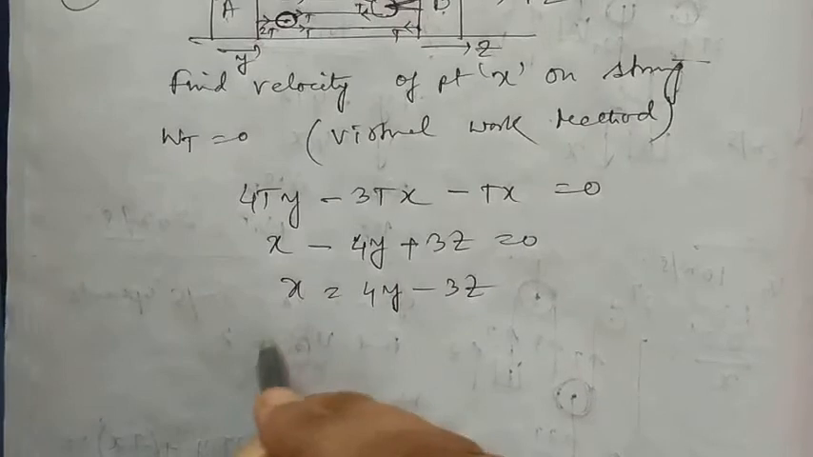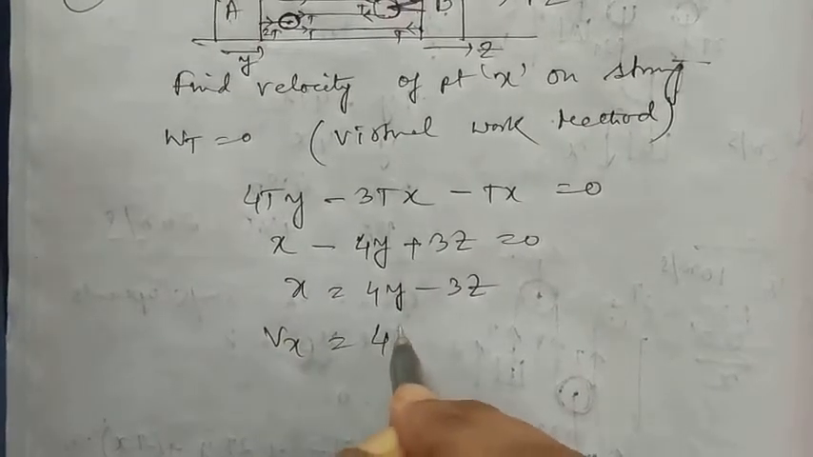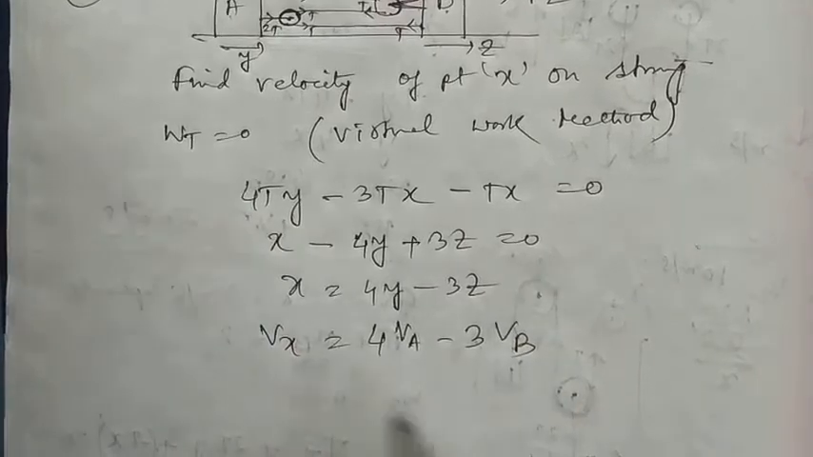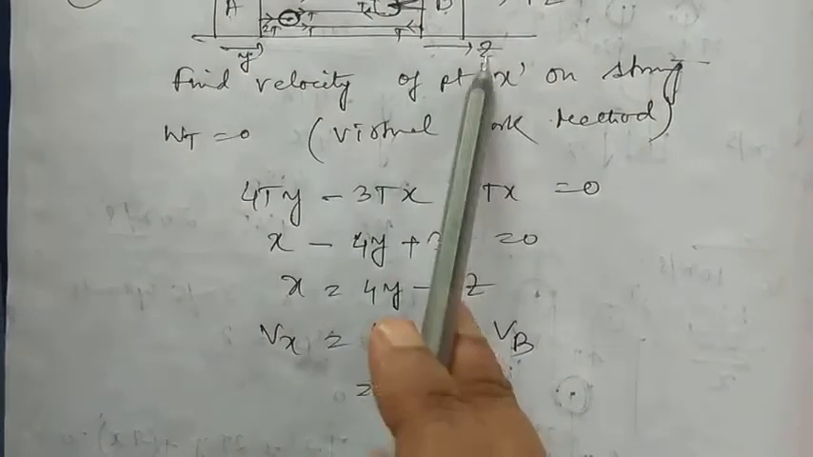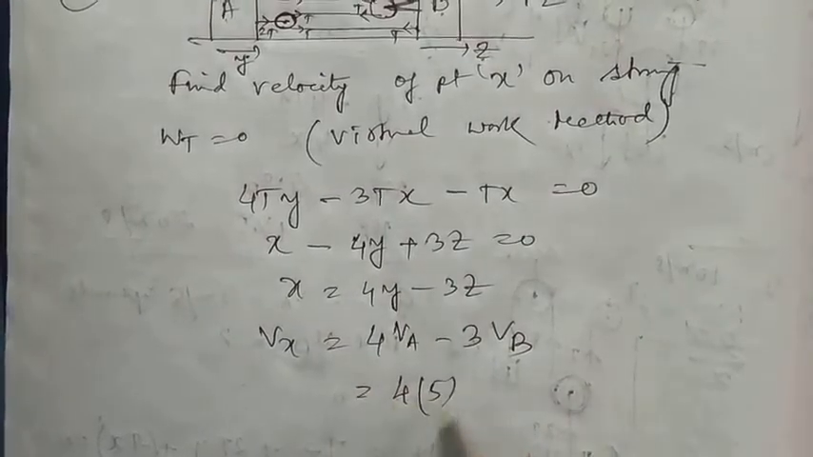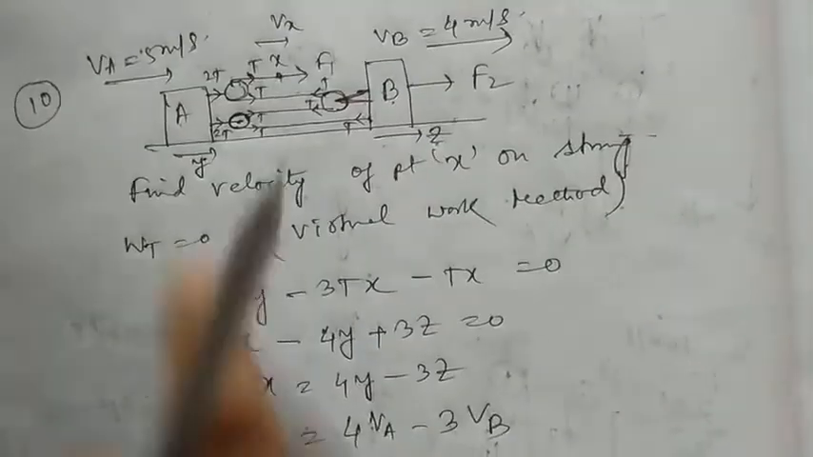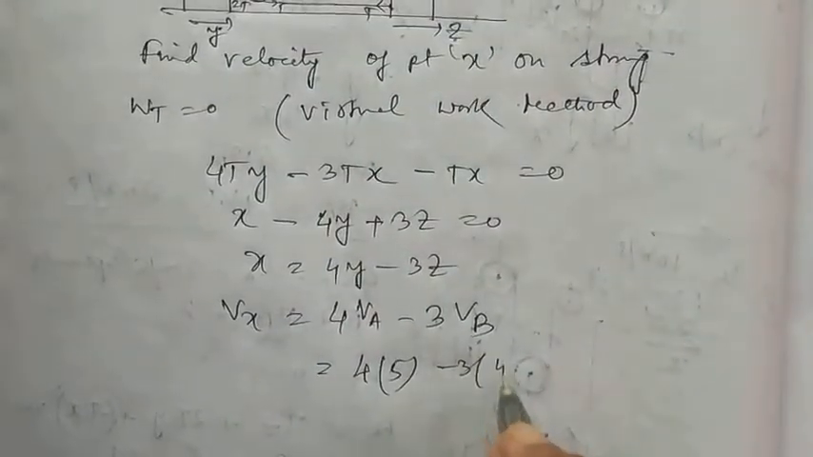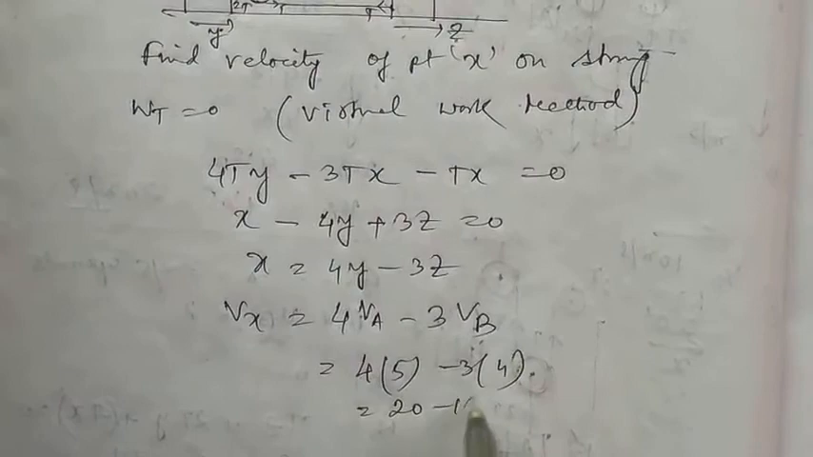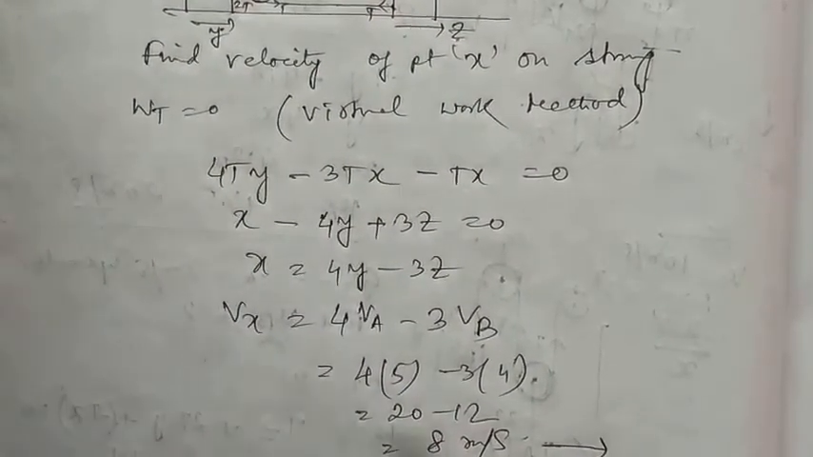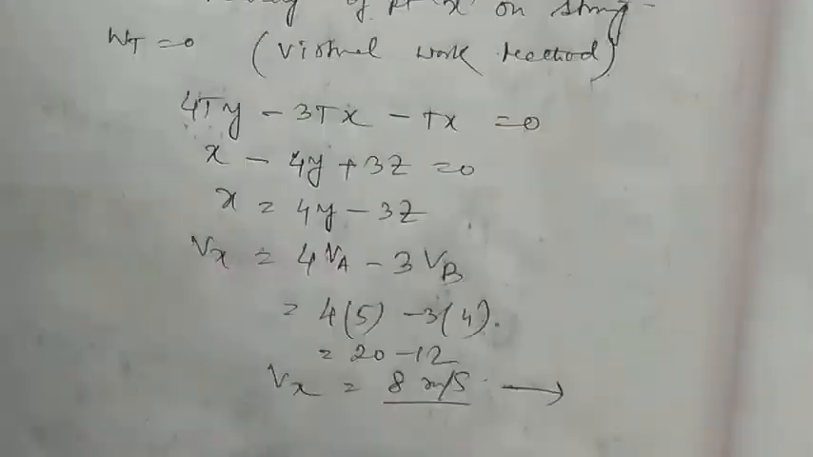After differentiating, we get Vx is equal to 4 VA minus 3 VB, because y for A, z for B. So A was 5 towards the right, and B was 4 towards the right. So 4 into 5 minus 3 into 4, that means 20 minus 12, 8 meter per second towards the right side. So Vx, the velocity of point x towards the right, was 8 meter per second.